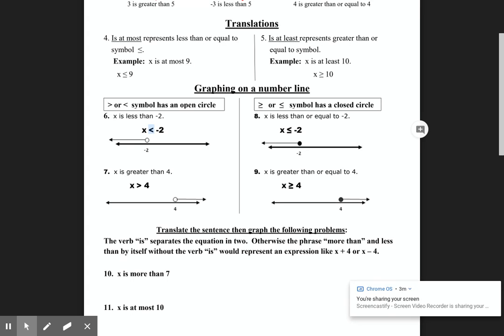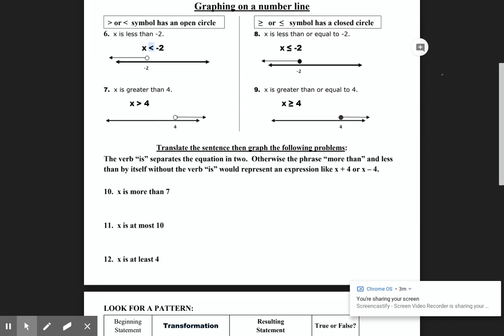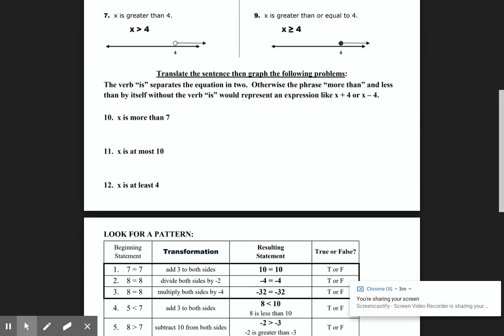All right, let's go on down, and we are going to go over translating the sentence, then graphing the following problems. And just remember that the verb is separates the equation into a left side and a right side. Otherwise, the phrases more than and less than by themselves without the verb is would represent an expression like x plus 4 or x minus 4. So let's take a look at number 10. X is more than 7. So you're going to have x is more than, so that more than would be greater than 7.